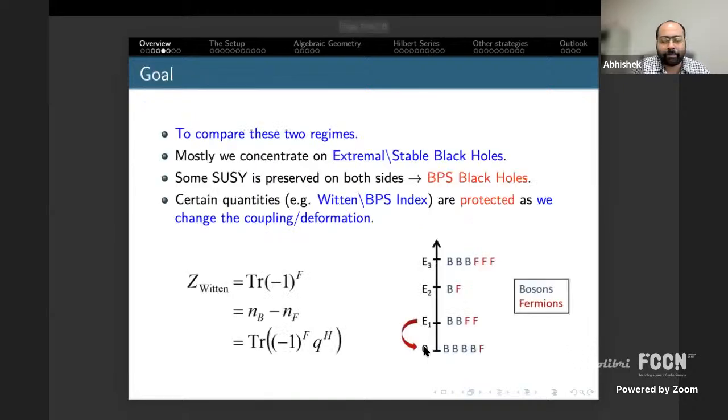So as I said, the goal will be to compare these two regimes, and we will mostly concentrate on extremal and stable black holes. We are also going to concentrate on supersymmetric black holes, which are the BPS black holes, and then we can calculate certain quantities like the Witten index or BPS index, which are protected on both sides, the microscopic and the macroscopic region, and then we can compare something.